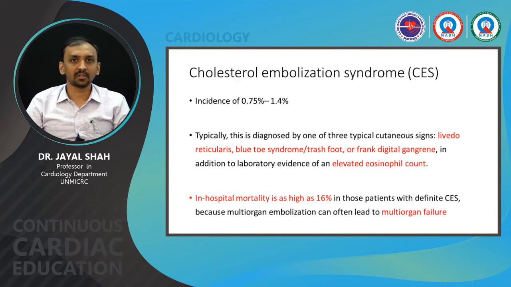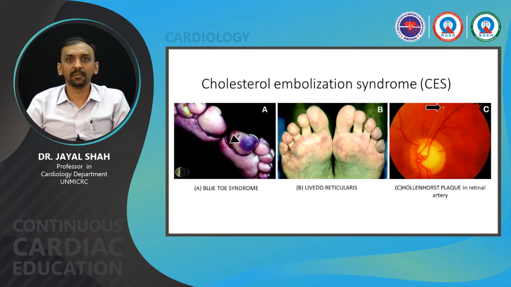Now talking about the cholesterol embolization syndrome, it has an incidence of 0.75 to 1.4%. It is diagnosed typically by one of three typical cutaneous signs, which are livedo reticularis, blue toe syndrome or trash foot, or digital gangrene, in addition to laboratory evidence of an elevated eosinophil count. In-hospital mortality is as high as 16% in those with definite cholesterol embolization syndrome, because multi-organ embolization can lead to multi-organ failure. So this is just the pictorial form of the different manifestations of cholesterol embolization syndrome.